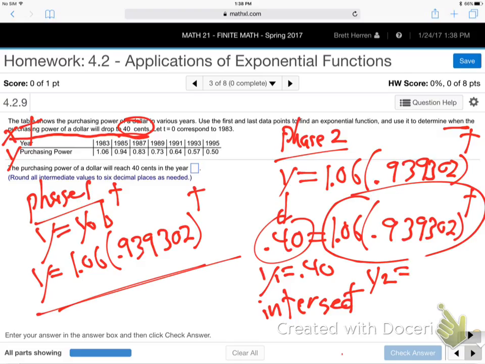All right. So the Y1, what is the Y1? 0.40. So just literally put 0.40 into Y1. Oh, I had them reversed. Doesn't matter. Y2, you could switch them. It doesn't matter which one's which. One of them be Y1, one of them be Y2. So the other one is 1.06 times 0.939302, to the power of t.